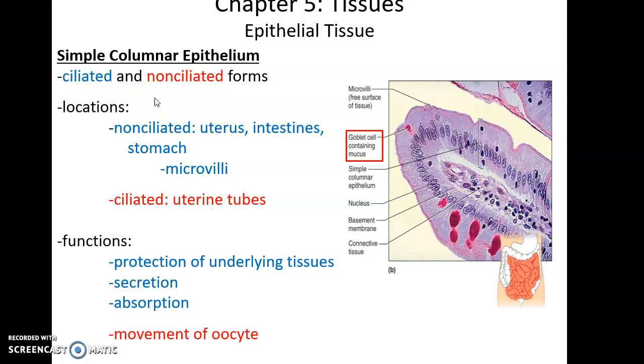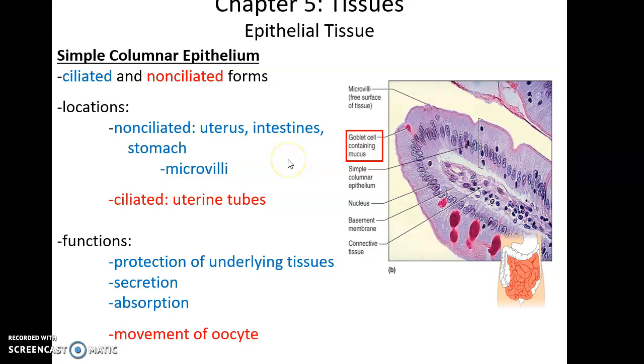Ciliated means, surprise, surprise, it has cilia. Non-ciliated means it lacks cilia. So locations, you can find non-ciliated simple columnar epithelium in places lining the uterus, the intestines, the stomach. But they do tend to have tiny cell protrusions called microvilli. Microvilli are just little areas where the cell membrane pushes out a bit, forming these tiny finger-like projections that increase surface area. So here, that little fuzzy border is the microvilli.